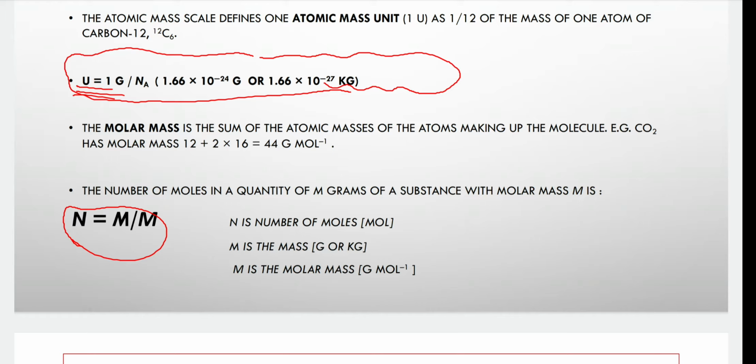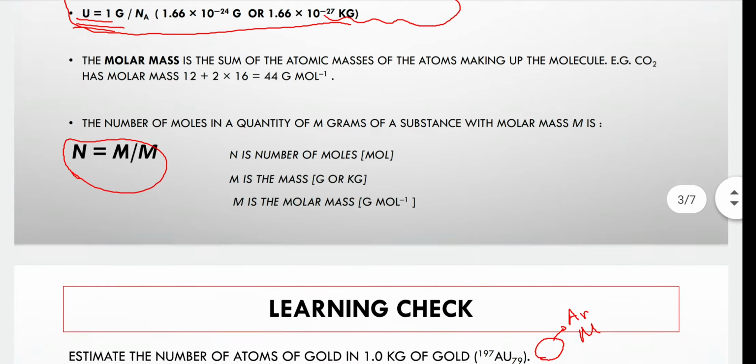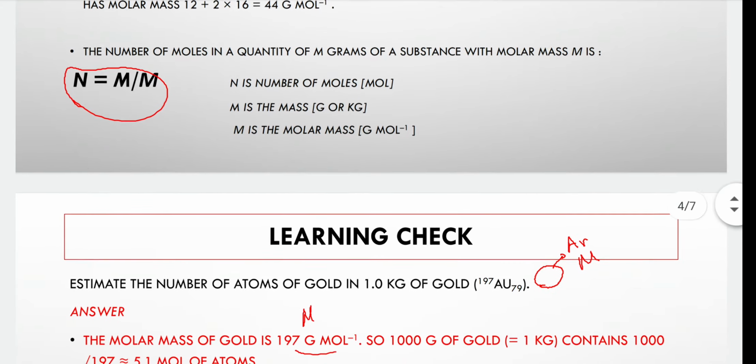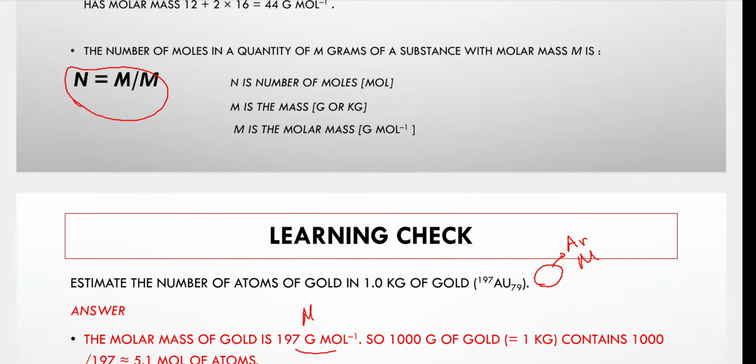As an example, CO2: the C has an atomic mass of 12, oxygen has 16, so we say C plus 2 multiplied by O. C is 12 plus 2 multiplied by 16, which gives me 44 grams over mole. The number of moles always equals the mass in grams or kilograms over the molar mass.